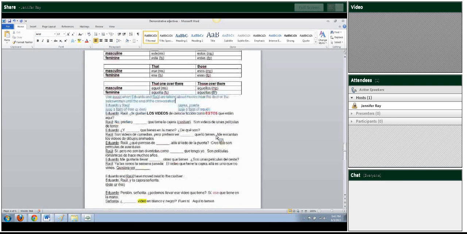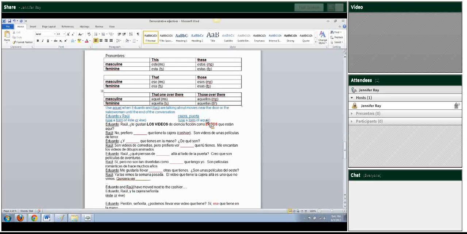Okay. And some of you who have had Spanish before maybe noticed that there used to be an accent mark when you switch to the pronoun form, but they have since changed that rule and they no longer put the accent in. So it doesn't matter whether you're using these words as pronouns or adjectives, you can leave the accent out. So then Raúl says, no, prefiero blank que tiene la cajera. So he prefers the videos that the cashier has, or he prefers those over there that the cashier has. And because the cashier has them, we would use a form of aquel.